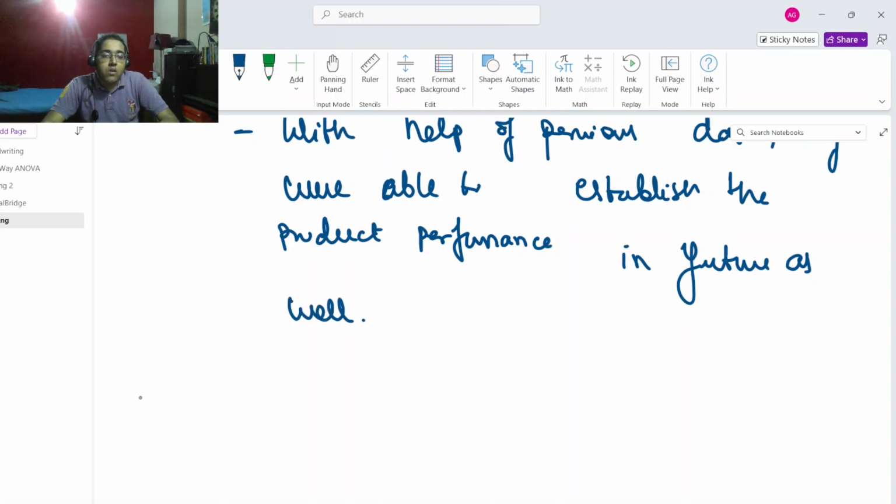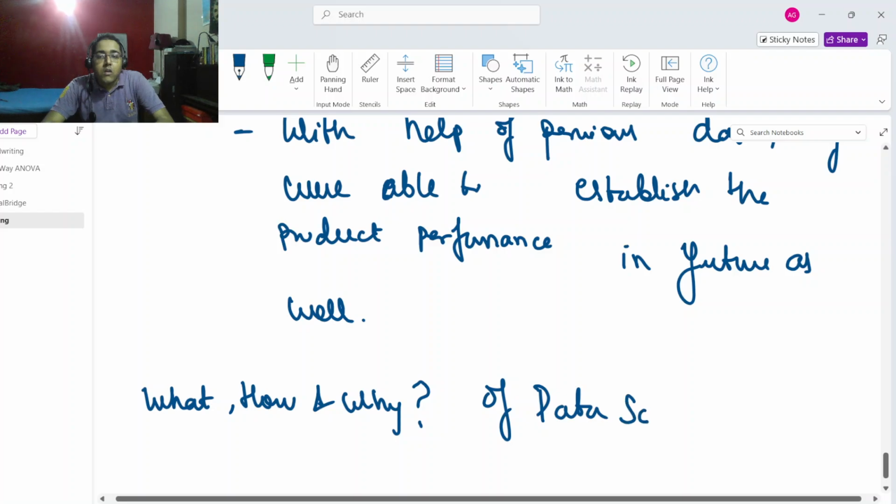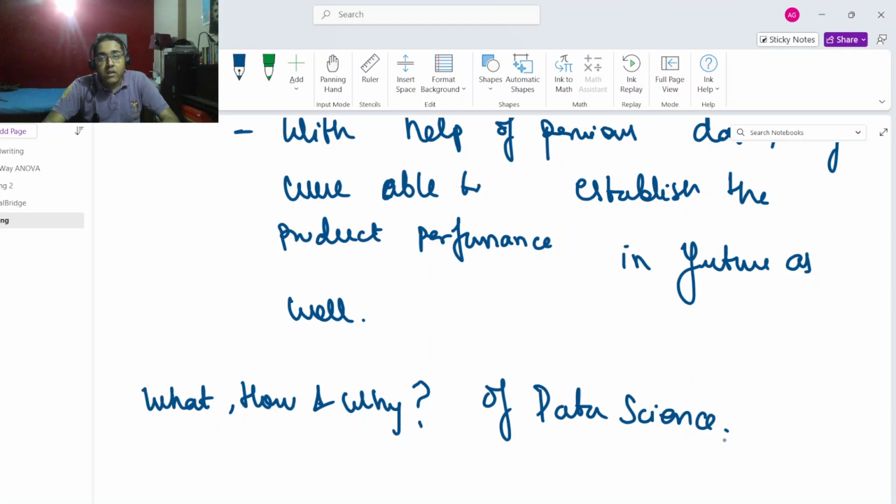This was the what, how, and why of data science. Hope you all had a decent understanding of what data science is, what we do with it, and how it is utilized, and you get a basic idea.